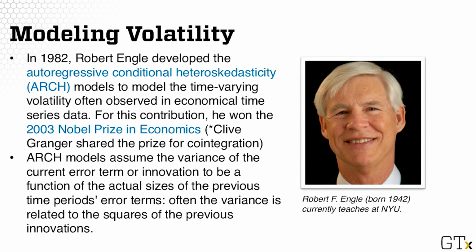We'll begin with one of the simplest time series models, introduced by Robert Engle in 1982, the autoregressive conditional heteroscedasticity, or in short, ARCH model, used to model the time-varying volatility often observed in economic time series data. For this contribution, he won the 2003 Nobel Prize in Economics. ARCH models assume the variance of the current error term or innovation to be a function of the actual sizes of the previous time period's error terms. Often the variance is related to the square of the previous innovations or error terms.